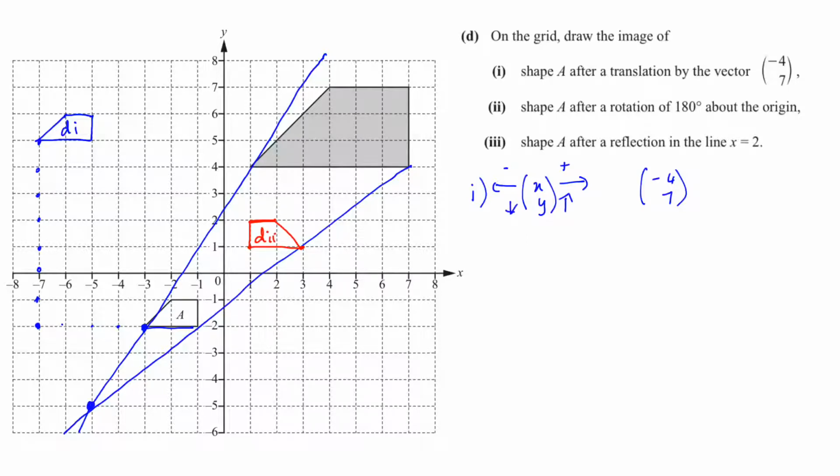And the next we have shape A after a reflection in the line x is equal to 2. X is equal to 2 is here, so we'll draw a line here and then reflect the shape to the other side. Count the number of squares away from the mirror line. 1, 2, 3. So we'll go 1, 2, 3 here. And this is going to be a new shape. This is D3.